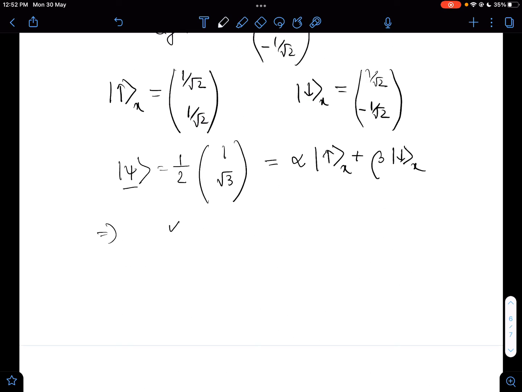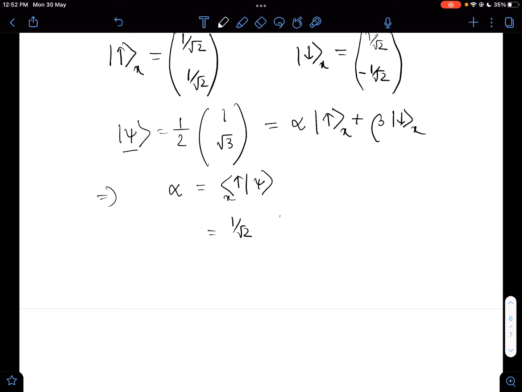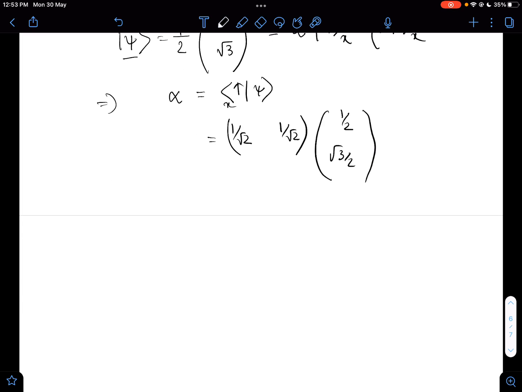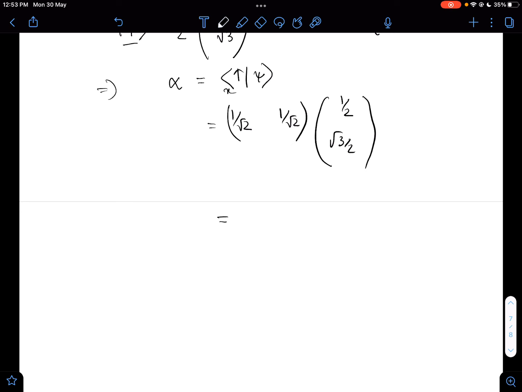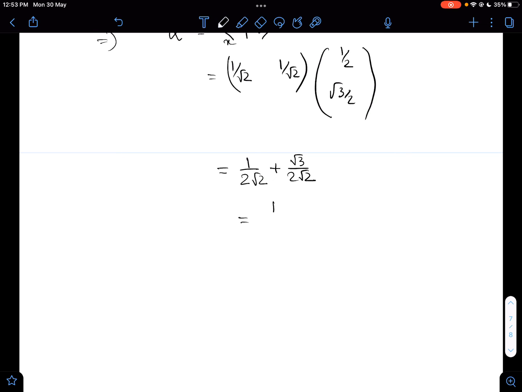So first we have to find alpha. To do this, we just multiply psi x and psi. So psi x we have to be (1 by root 2, 1 by root 2), and here we have (half, root 3 by 2). So what is alpha? Alpha is 1 by 2 root 2 plus root 3 by 2 root 2. So we are getting (1 plus root 3) by 2 root 2.